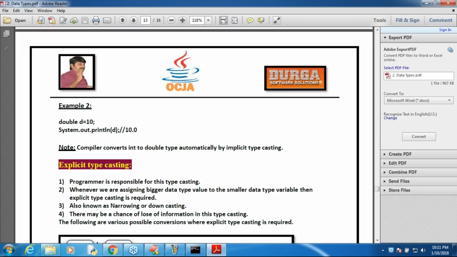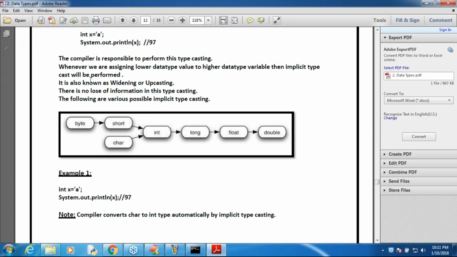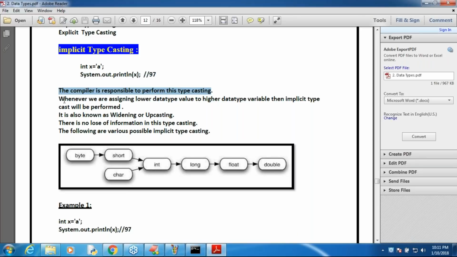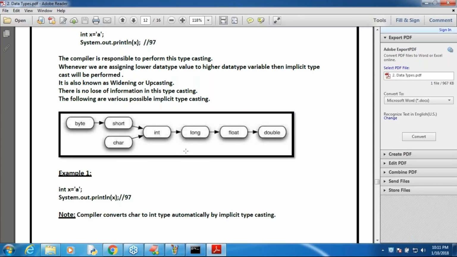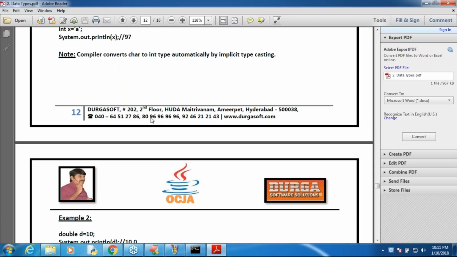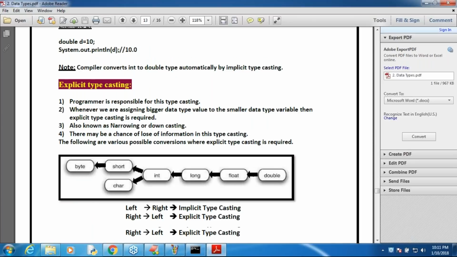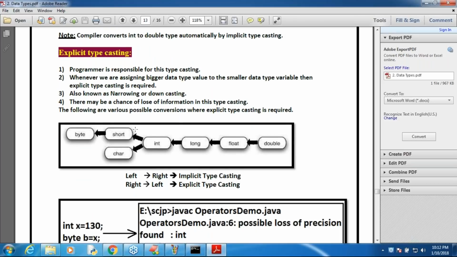Just observe: in implicit typecasting, the compiler is responsible for performing it. Whenever we assign a lower data type value to a higher data type variable, implicit typecasting is performed. Widening or upcasting, no loss of information. The following are the various possible conversions. I hope you can see this diagram. Now the same for explicit typecasting: observe the same diagram in reverse direction. The arrows came in the reverse direction. Left to right means implicit typecasting, right to left means explicit typecasting.